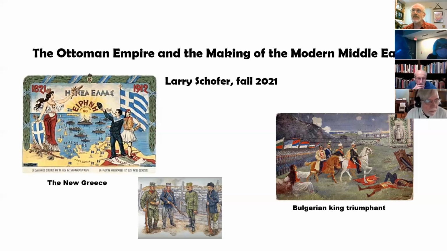Remember, we talked last time about the new Greece from the 1830s. It was the beginning of peeling away the parts of the empire. Here we have on the right side the Bulgarian king late in the 19th century. The Bulgarians felt that they were reviving their ancient Bulgarian empire. And then down here at the bottom, the tragedy of World War I, 4 different armies facing on the frontier.